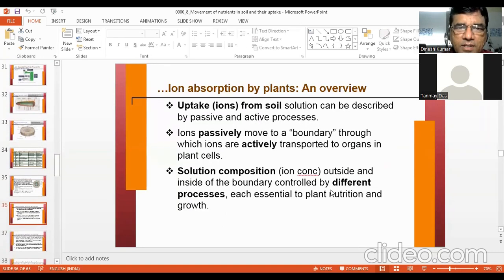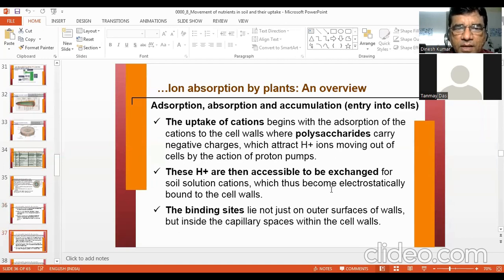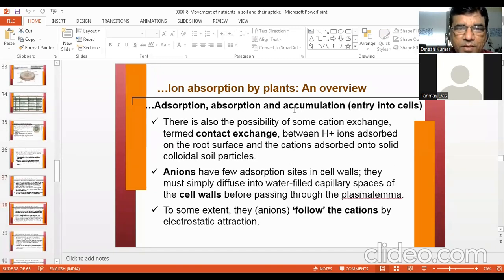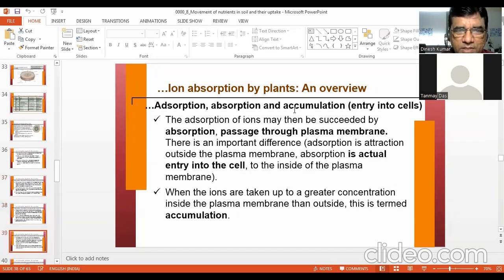So there are 2 parts. And then I started with adsorption, absorption and accumulation. Adsorption, you know, is the ions coming to the roots. Absorption is their entering the root, and then they accumulate initially in the cell wall area. From the cell wall, they move through the plasma membrane, and then they enter the cells. So this was discussed, I think. The adsorption of ions may be followed by absorption, passing through the plasma membrane.